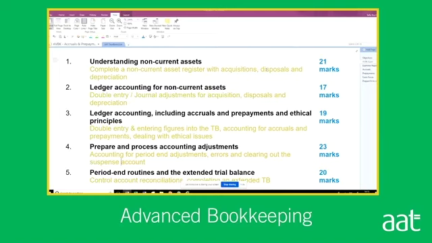Once again, task 2 is all about non-current assets, but this time it's focusing more on the double entry or dealing with general adjustments for acquisition. So, buy a new asset, what would those double entries be? If we had a disposal, so remember you've got full and part disposals, what would those journal entries be?